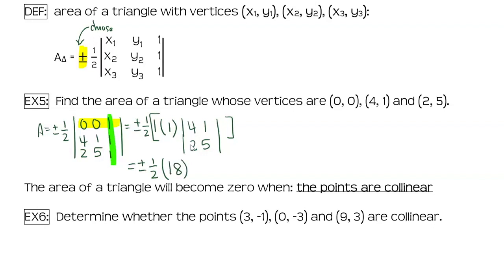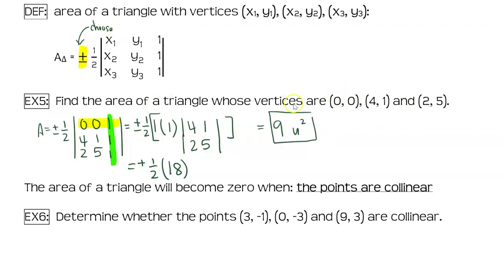That's already positive, so I'm going to pick a positive to multiply it by, a positive 1/2. And that's going to come out to be 9. So whatever units we're in, the area of the triangle that has vertices at these 3 points would have an area of 9 square units.